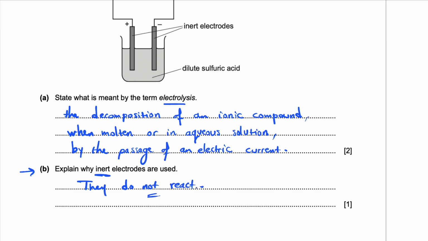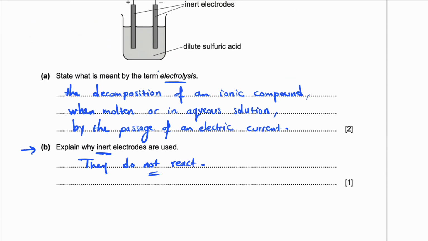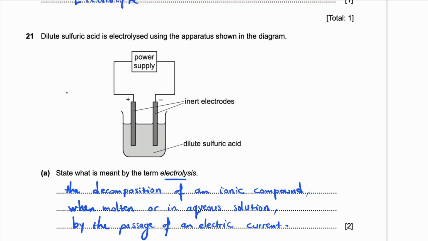Such an easy question. Next, name the products formed at each electrode. So let's get back to the example here. So here we have dilute sulfuric acid. So we know sulfuric acid is H2SO4. So we have the hydrogen and sulfate ions.